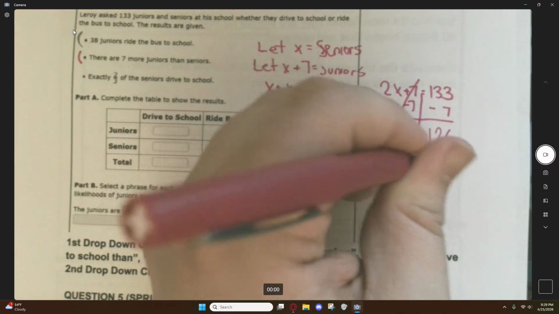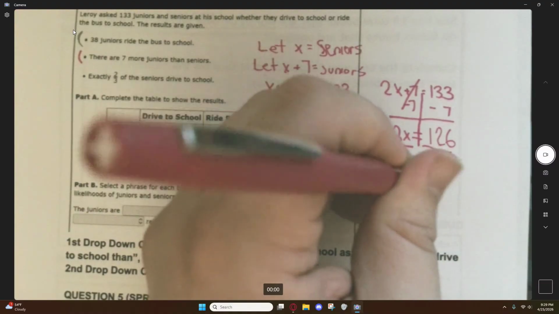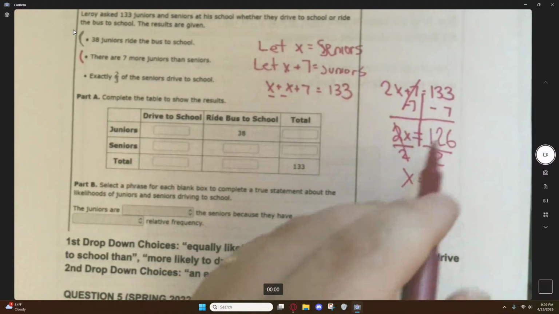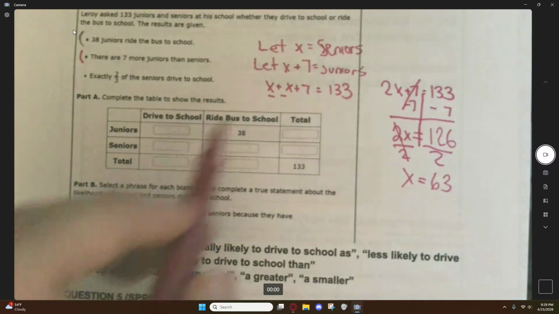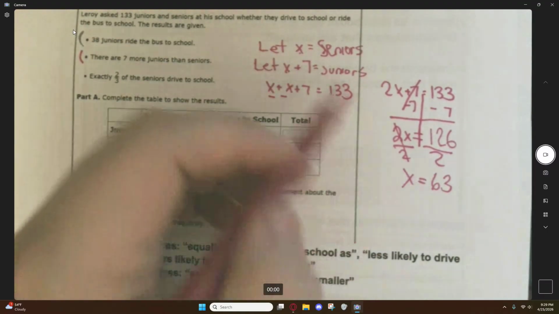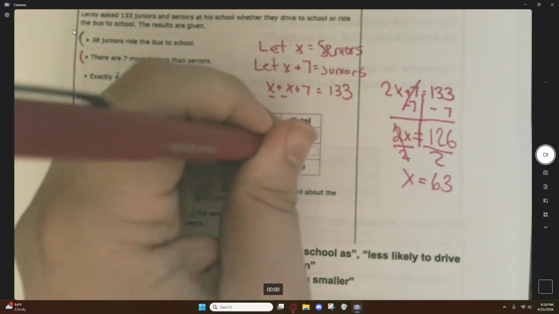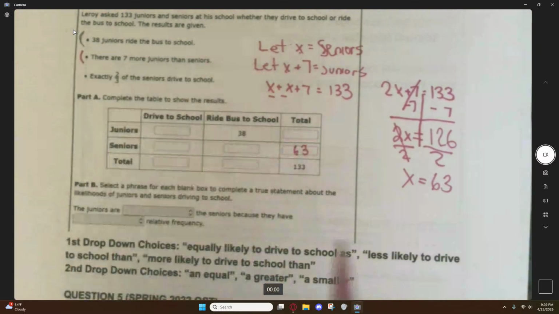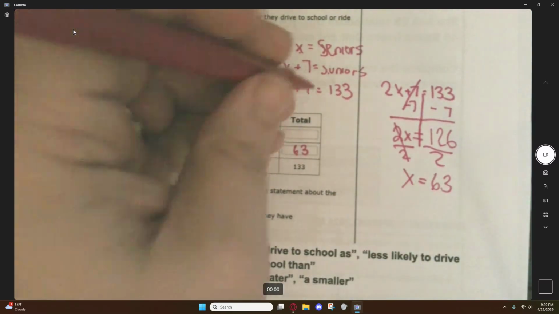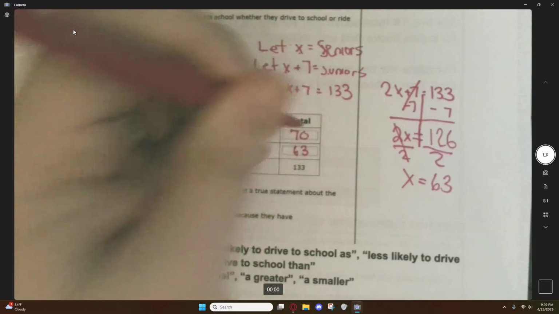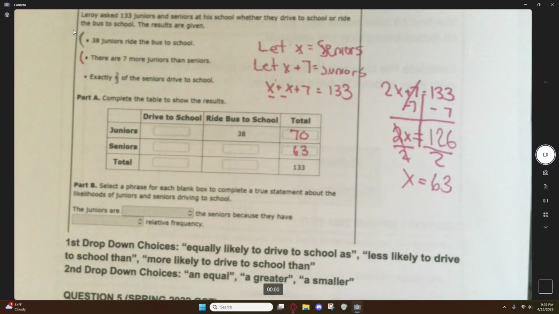Divide both sides by 2. x equals 126 divided by 2, which is 63. So that means that x, or seniors, are 63. And juniors, which is x plus 7, is 63 plus 7, which is 70. That solves that.